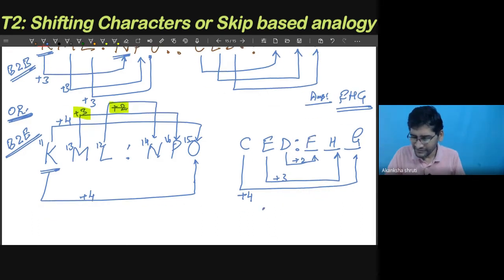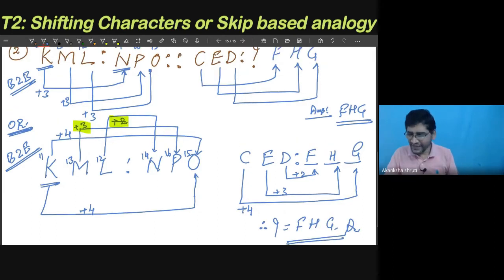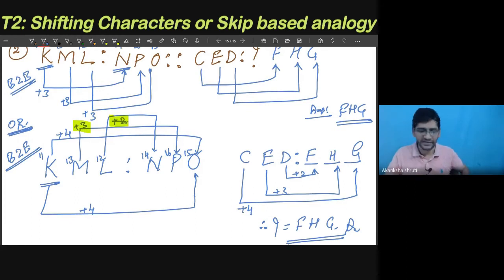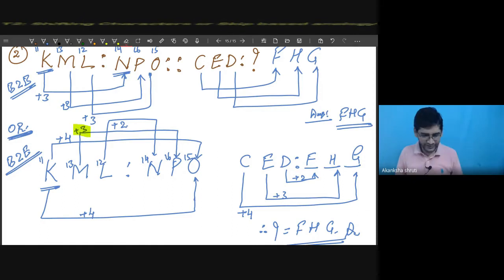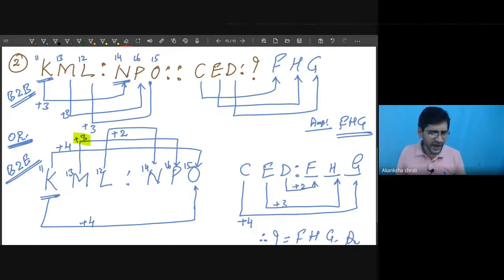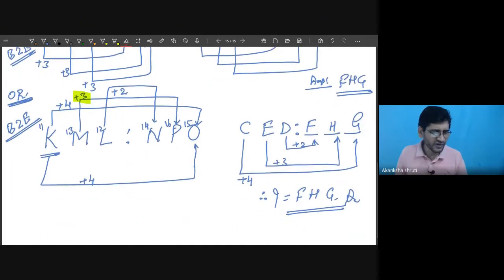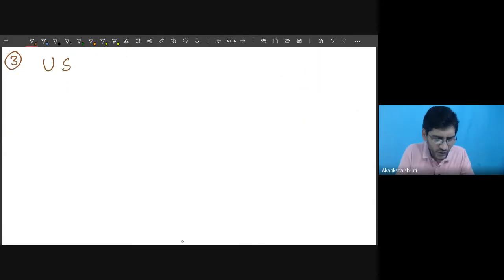So therefore, the answer equals FHG. Fortunately, here we are getting the same answer. But many a time, you may get different answers. So B to B and B to E, these are two things that you need to think about always. Now, let us go for one more question.